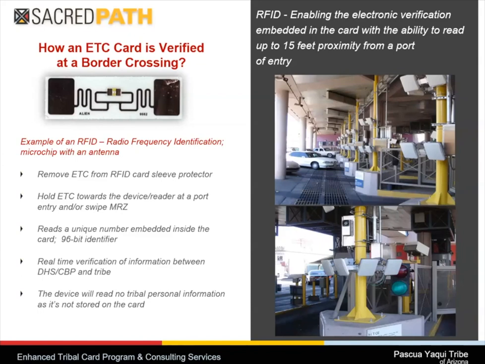I also want to point out that there is no tribal data. There's no blood quantum, there's no lineage, there's no information like that embedded onto the card. And only when the members are driving across the port of entry, as illustrated in this photo, only then is when the information will be accessed by DHS. So your information is safe if you're walking around with your card in your wallet.